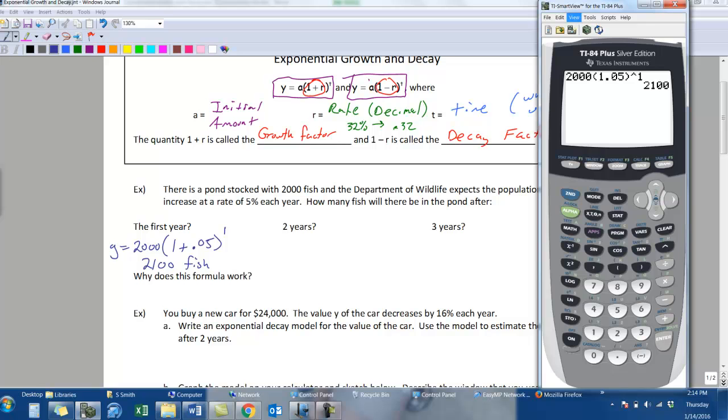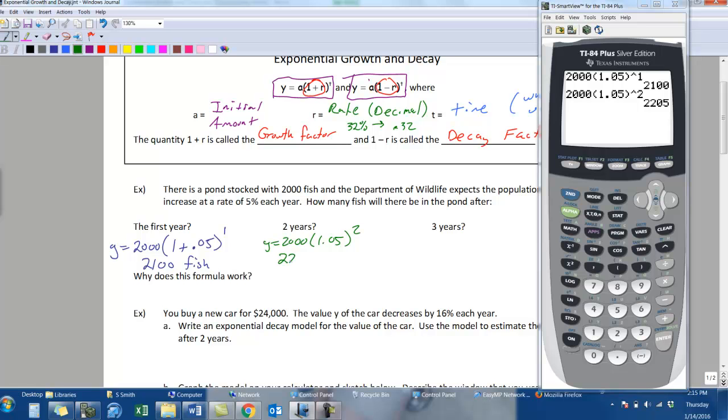What would that be after 2 years? Do the same thing, so it's going to be y is equal to 2,000 times 1.05 raised to the 2 power, so just do second enter, change that 1 to a 2. You should get about 2,205 fish. So the first year it went up about 100. Second year, it went up by 105. It's increasing not at a linear or constant pace, but at a different pace.